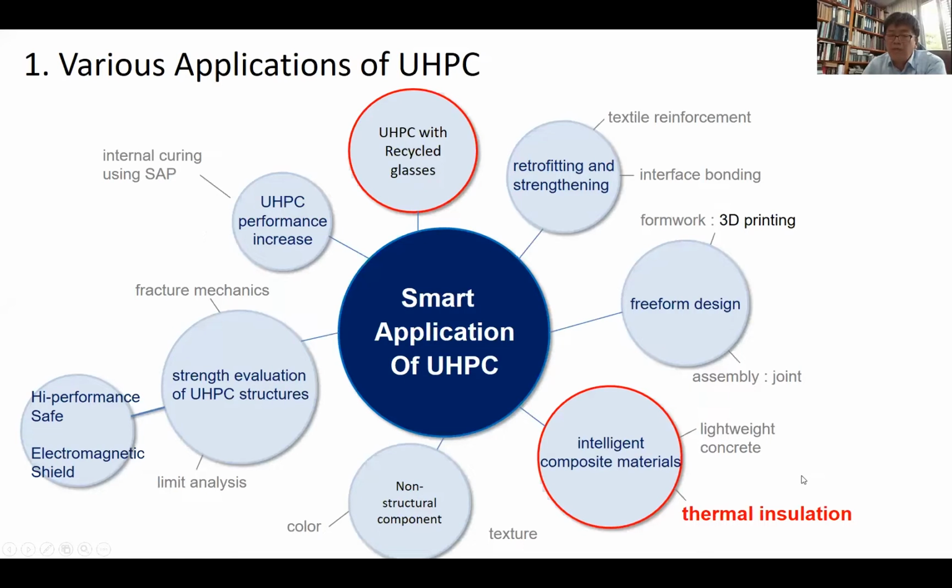This diagram shows various applications of UHPC by our research team. For smart application of UHPC, a lot of applications are possible. The previous presentation was about SAP to reduce autogenous shrinkage. We can even use UHPC for retrofitting and strengthening for seismic capability. Also, we can extend to applications in freeform architectural design. You can also use UHPC for lightweight concrete with some EPS.